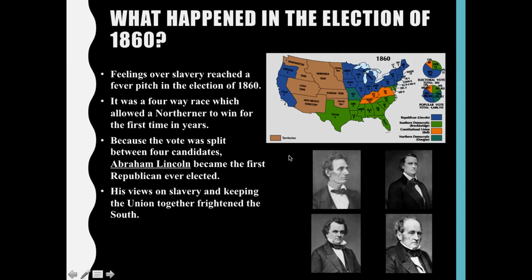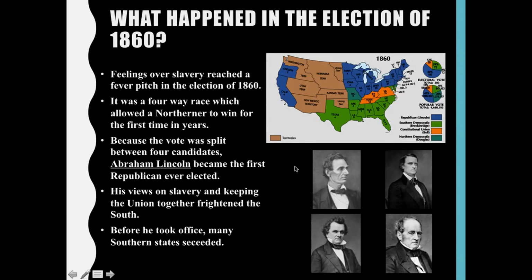His views on slavery and keeping the Union together were very frightening to the South, so much so that he was not even allowed to appear on the ballot in southern states. So in these states down here that voted for Breckinridge, Abraham Lincoln's name was not even on the ballot. They did not even have him as a choice in the election.